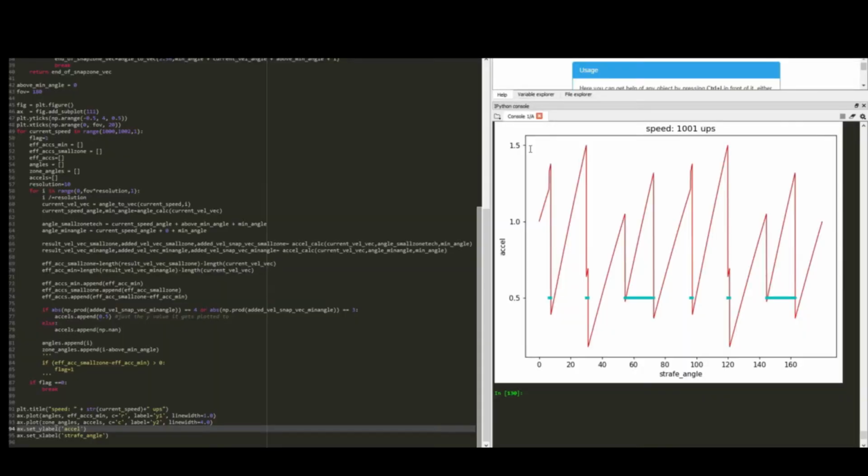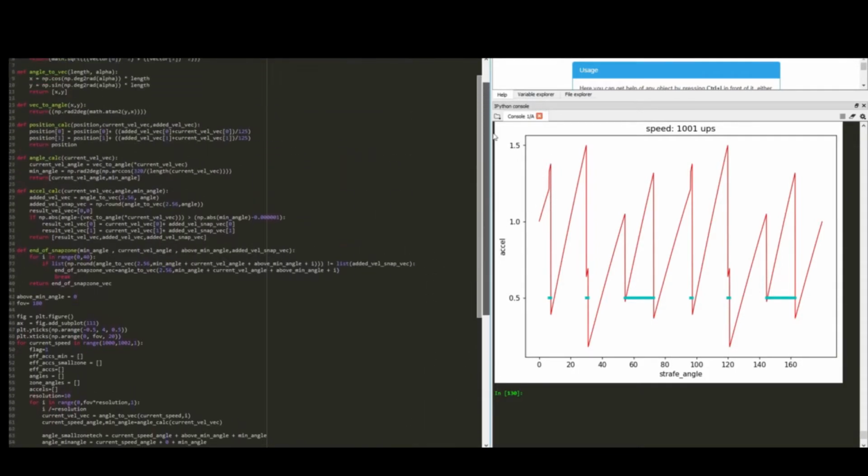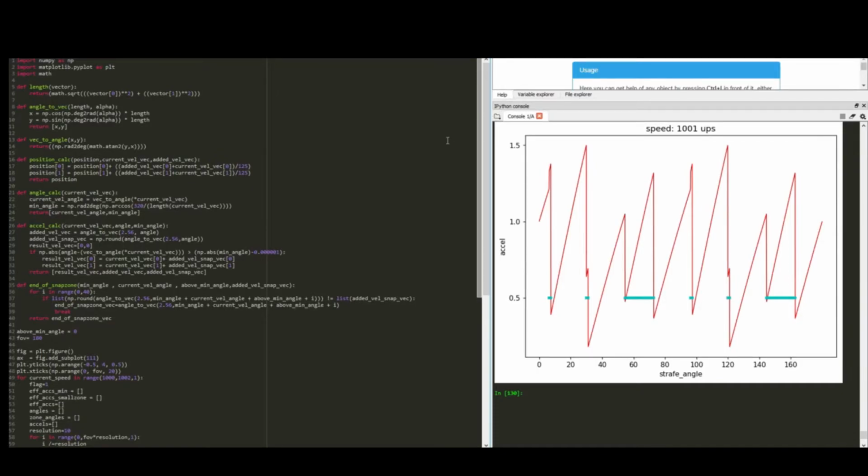Okay, this is how my code looks like in Python. And there are even bars implemented in the plot to display the snap zones. At the position of the very left small zone, you can see that the acceleration is really high. But at the position of the small zone next to it, as expected, the acceleration is lower.